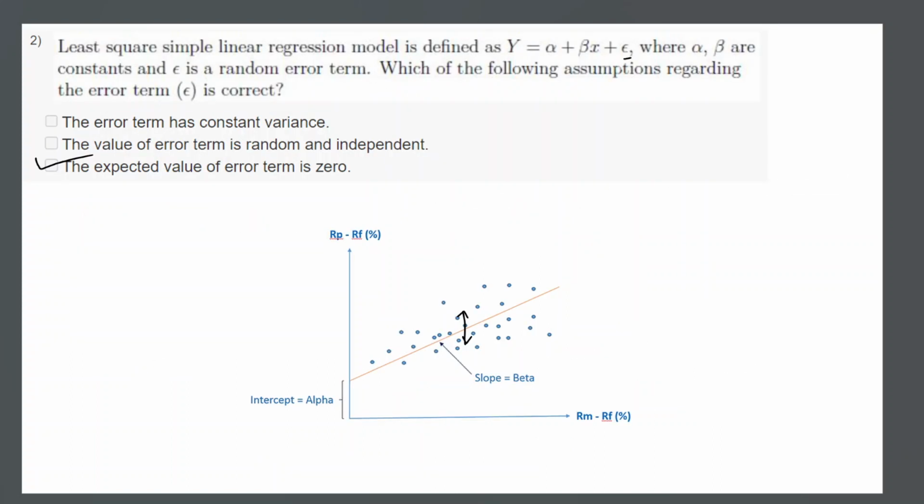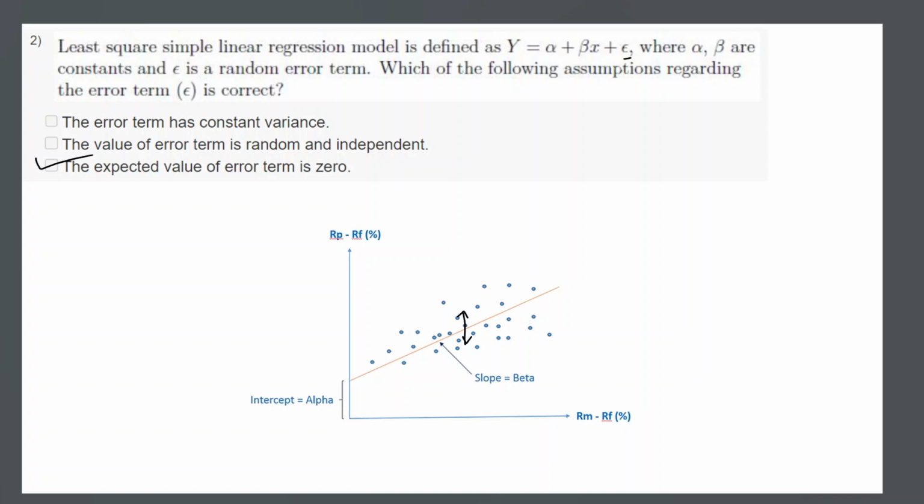So going to the second question. The least square simple linear regression model is defined as y is equal to alpha plus beta x plus epsilon, where alpha, beta are constants, epsilon is a random error term. Which of the following assumptions regarding the error term is correct? The error term has a constant variance. The value of the error term is random and independent. The expected value of the error term is 0.